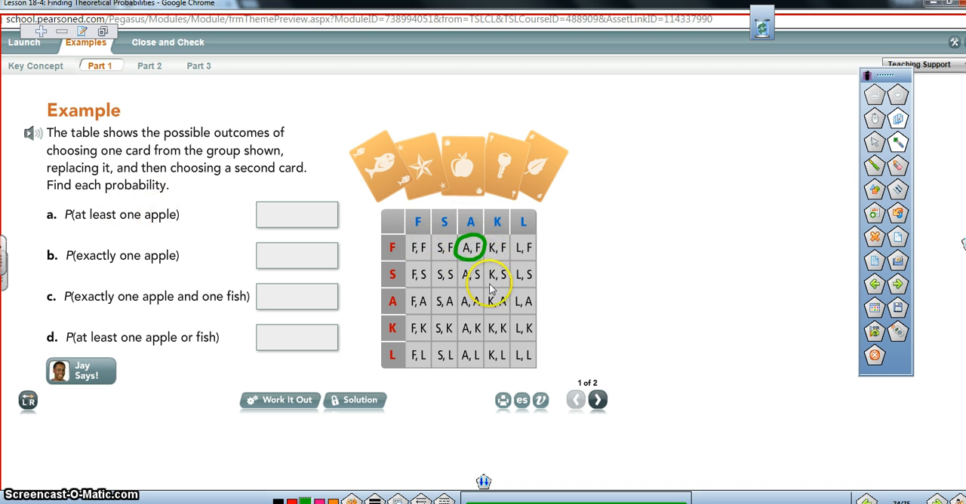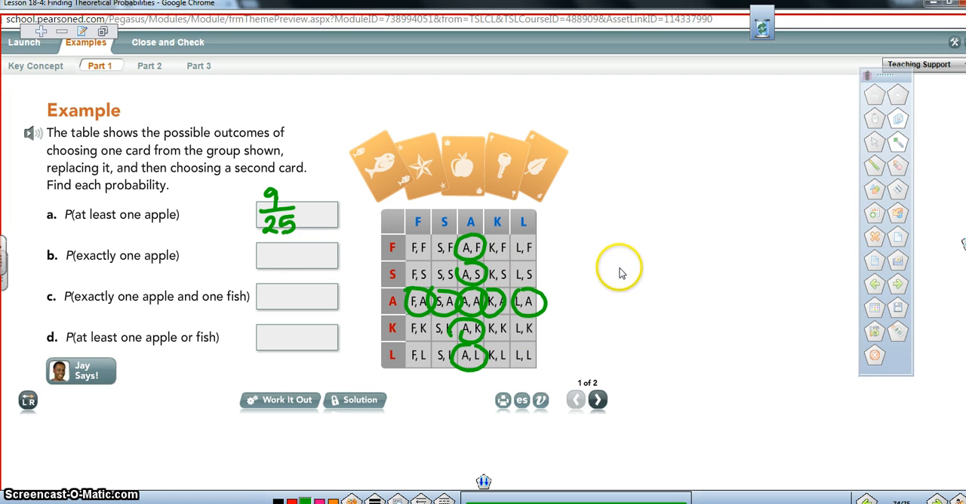This one, any of these. So we can see that that is, let's see, 9 chances to get at least one apple out of 5, 5, 5, 25 total possibilities in the whole table. And we can't reduce that, so we would leave it like that.